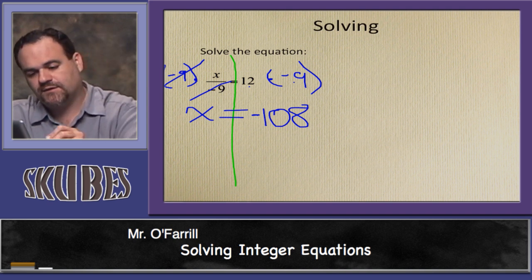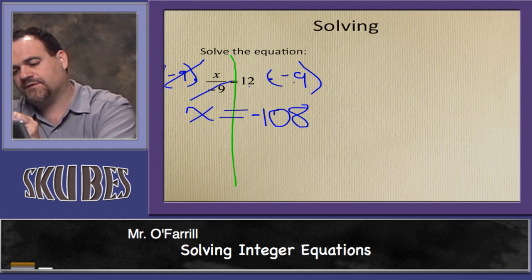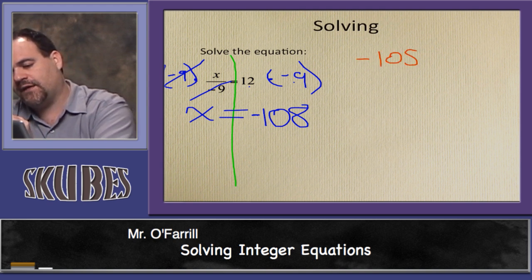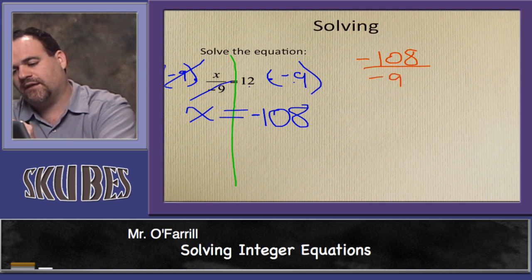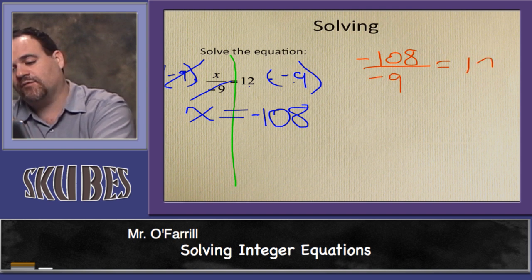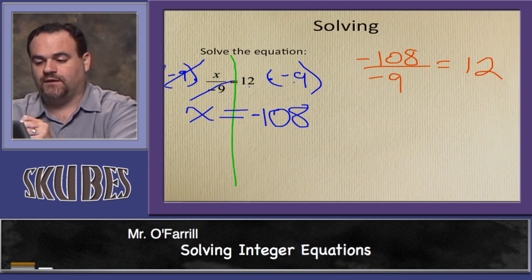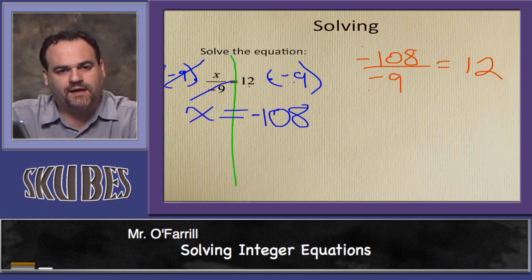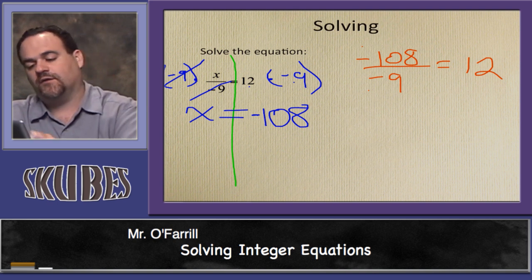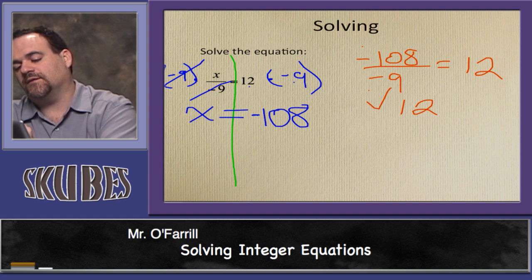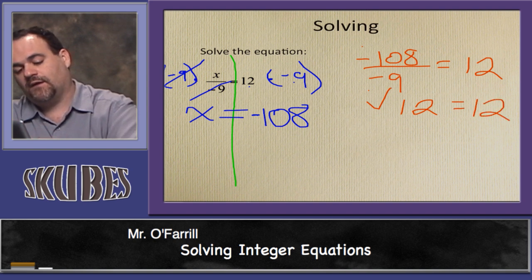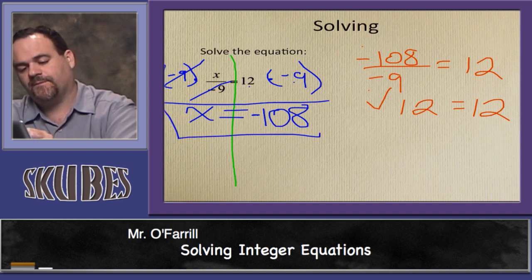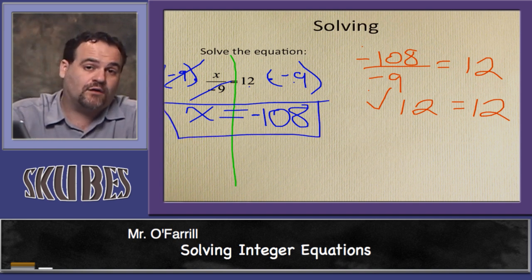Only way to be certain is to check it. We're saying that negative 108 divided by negative 9 equals a positive 12. Well, negative divided by negative is positive, so that part works out. And 9 does go into 108 12 times. It does check out. To finish this up, I'm going to go ahead and box up that answer. And that's how you solve algebraic equations with integers.